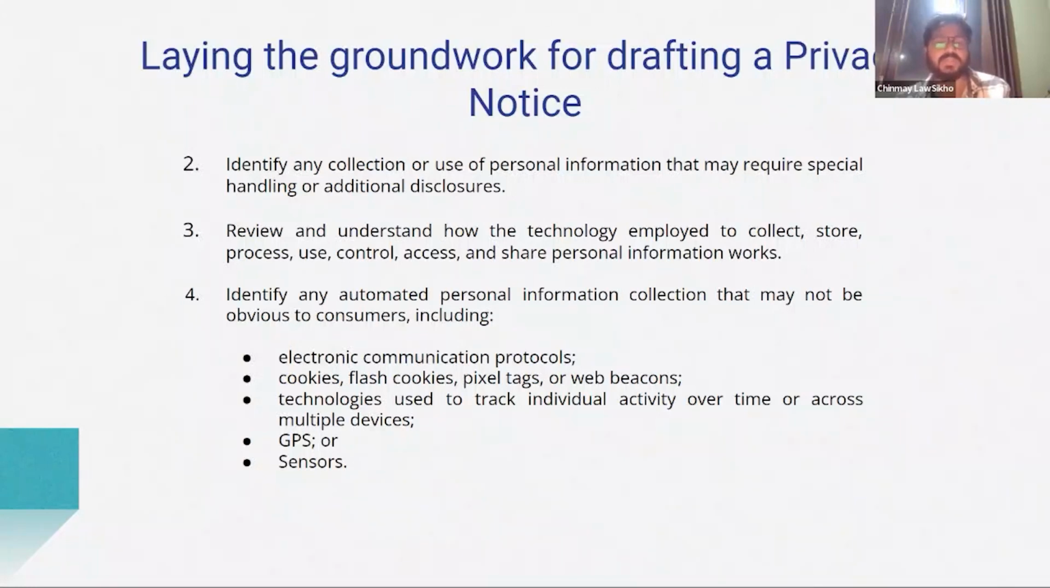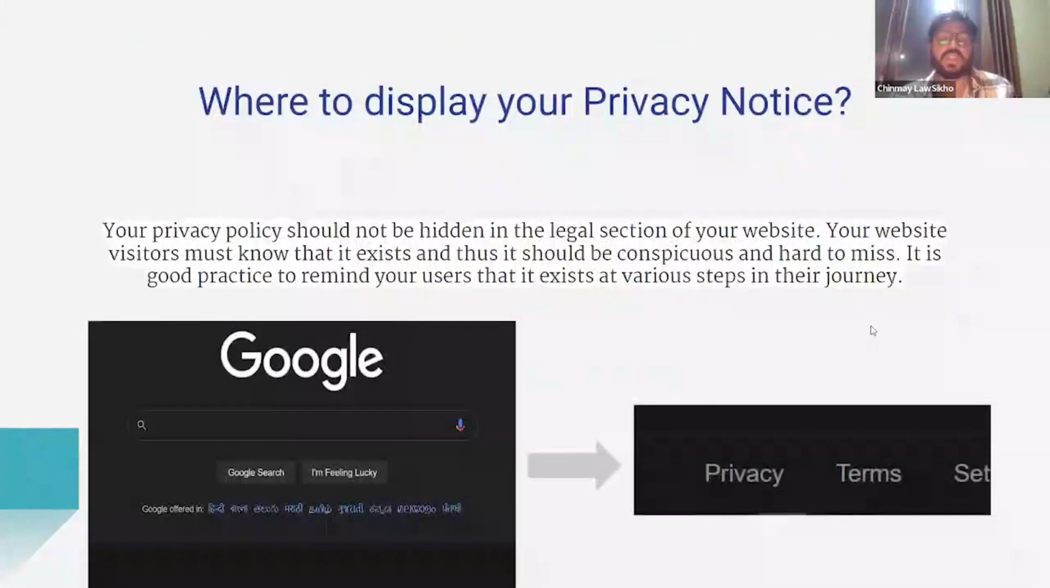Then cookies, flash cookies, pixel tags, or web beacons. We're going to talk about all these terms when we look at the screen, right? And technology that is used to track individual activity over time or multiple devices, which really comes down to cookies, pixel tags, and web beacons. The GPS or your sensors, right? So once you've done all this, you would have a very solid framework to sit and draft the privacy notice, right? Now let's look at what exactly your privacy notice is.